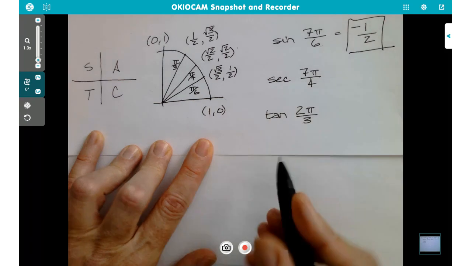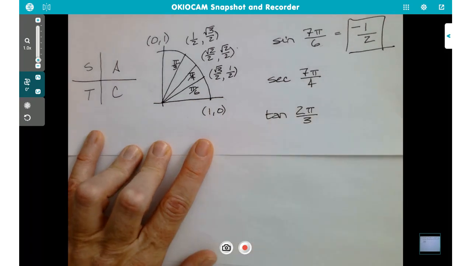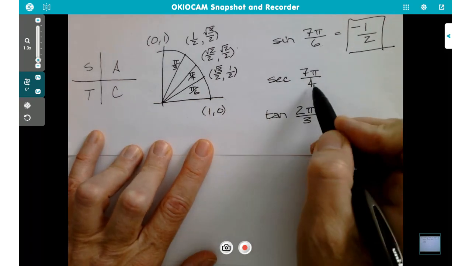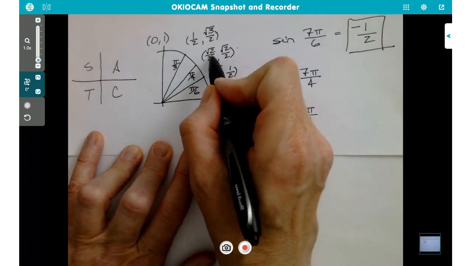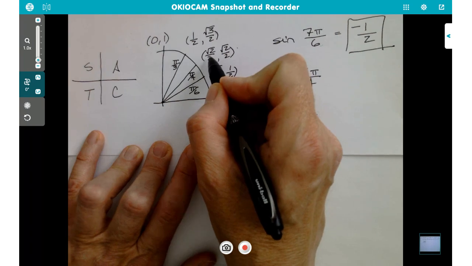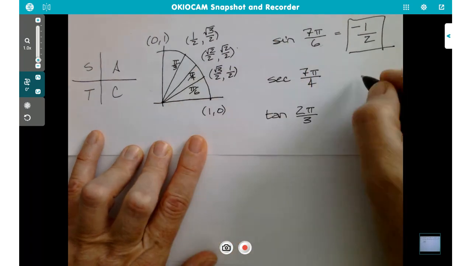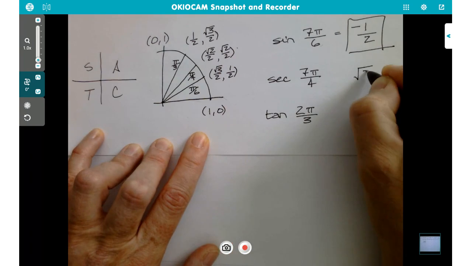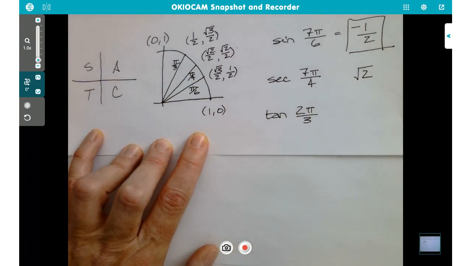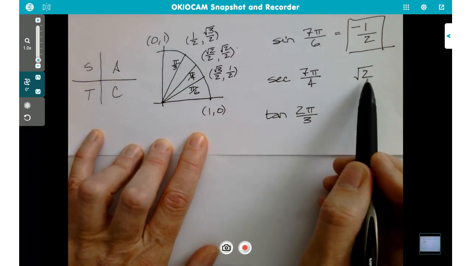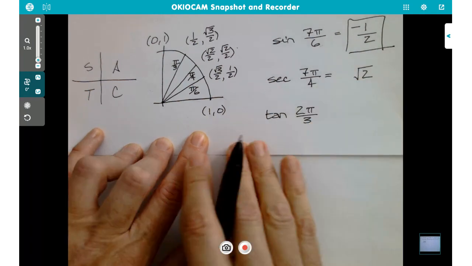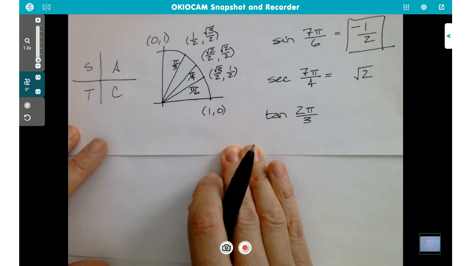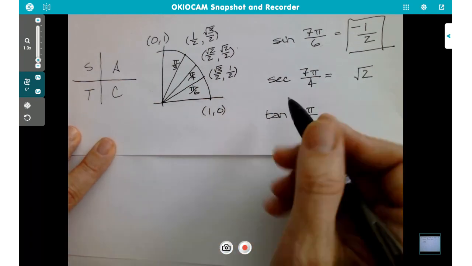If I want secant of 7 pi over 4, well, the number value, pi over 4, the secant is the reciprocal of the cosine. So that's 2 over root 2, which does simplify to just the square root of 2. And that's a lot more simplified than 2 over root 2. So we're going to go with root 2. Now I just need to know, where is this angle so I can determine, is it positive root 2 or negative root 2, because it's one or the other.